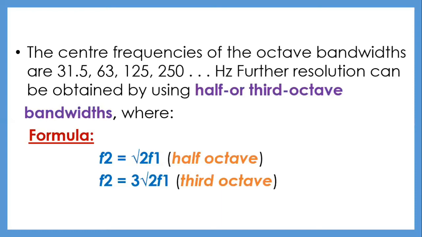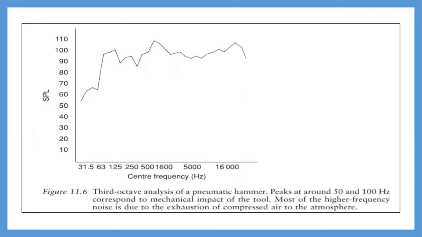Narrowband constant bandwidth analysis may then be used to determine intense sound at a particular frequency. Fortunately, the moving parts of many industrial machines, such as pistons, fans, or gears, are often the primary sources of noise. Since many of these rotate or cycle at known frequencies below 1,000 Hertz, their contribution to the total noise can be determined fairly easily. Now, as you can see in figure 11.6, it shows a third octave analysis of a pneumatic hammer.